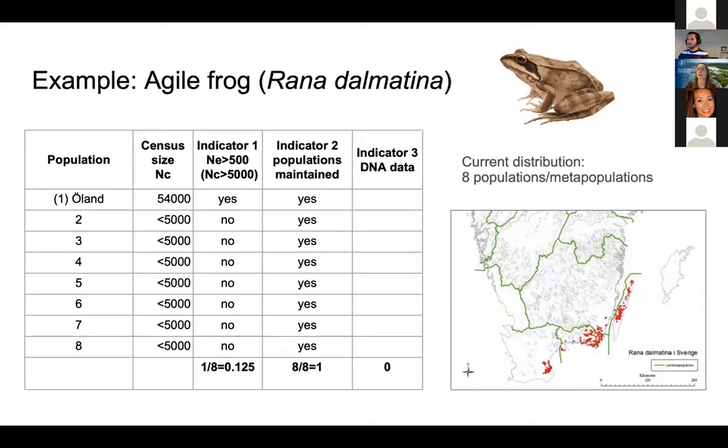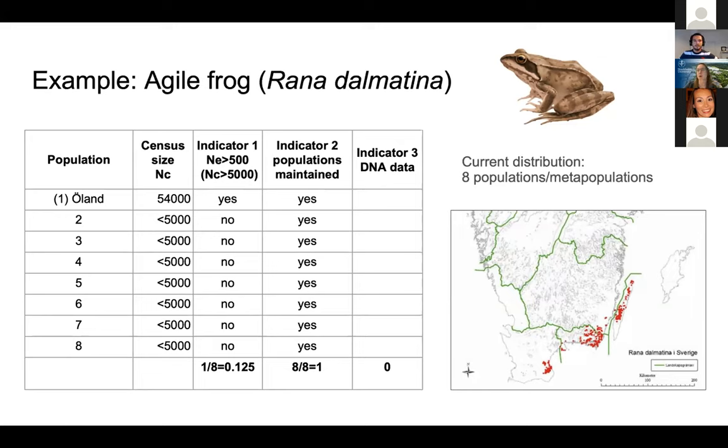And also here, the agile frog. It's found in the county of Skåne, Blekinge, and Småland and Öland, the island of Öland in southern Sweden. Öland houses the largest metapopulation, which is clearly larger than 5,000 individuals. The remaining populations are smaller and isolated and likely below 5,000 individuals.